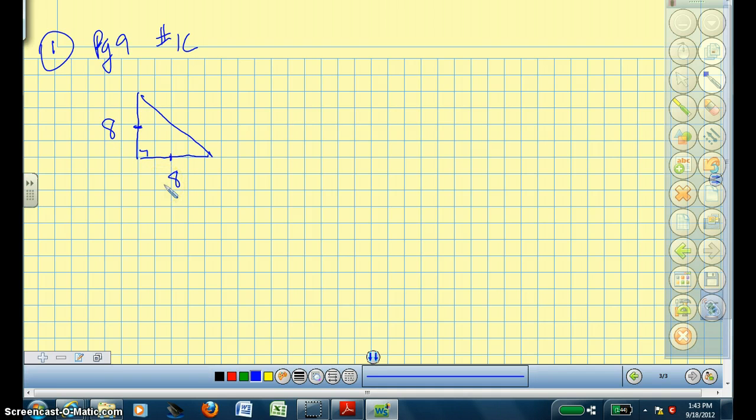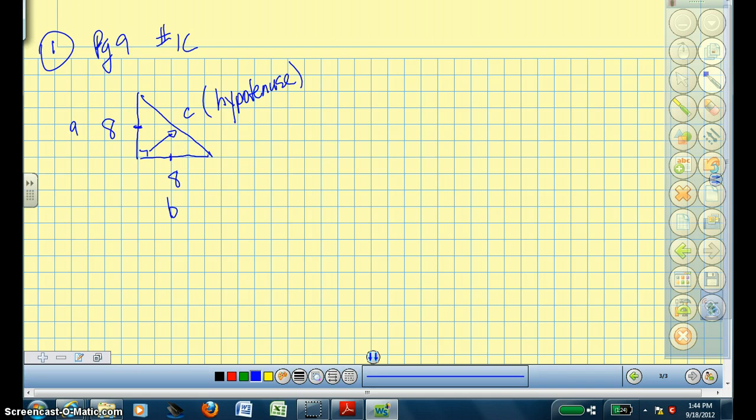Now, if we label these sides using the letters according to the Pythagorean theorem, this would be side A, this would be side B, and this would be side C. Side C is the longest side, and it's labeled as the hypotenuse. Okay, it's always the longest side, and it's opposite to the 90-degree angle. So here's the largest angle in this triangle, and it's opposite to the longest side within the triangle.